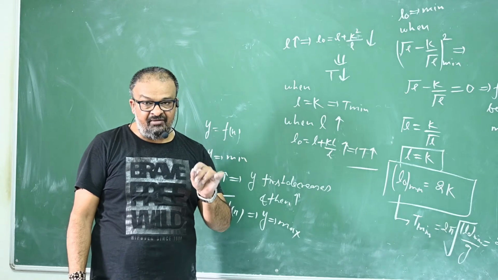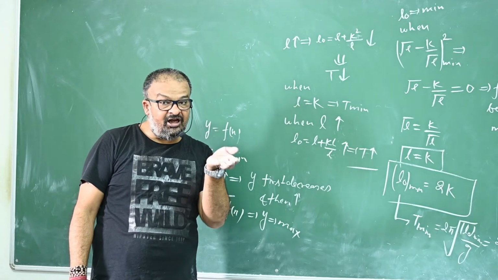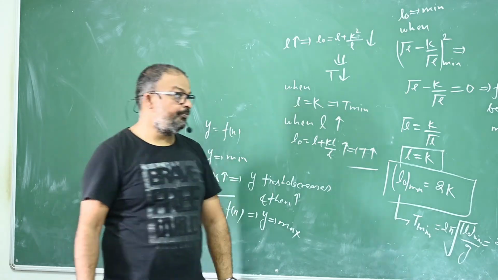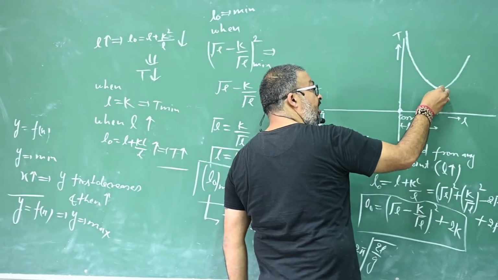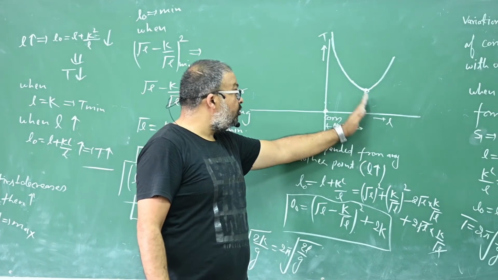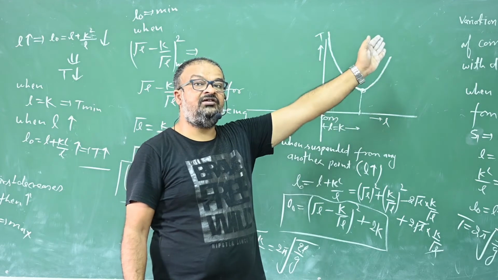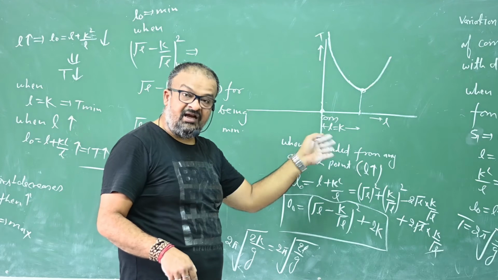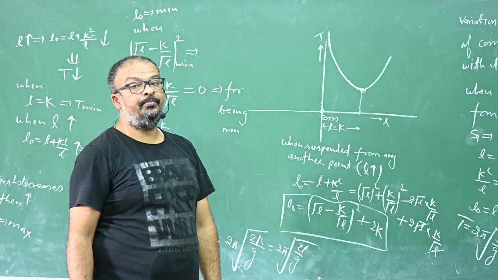If you get a minimum value of y, that means at a certain value of x, y is minimum, that means before that and after that it was more than the minimum value. That means when you approach that value, it decreases, and afterwards it again increases. When the equivalent length first decreases and then increases, then the time period also first decreases and then increases.